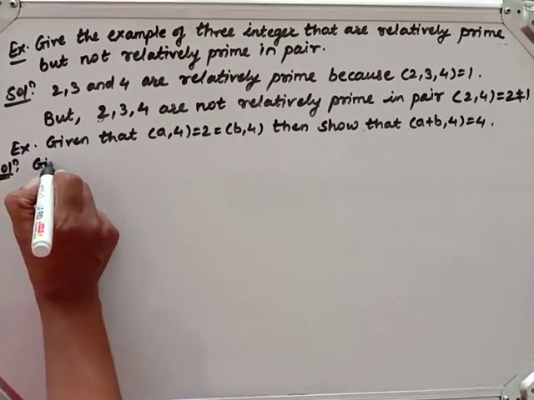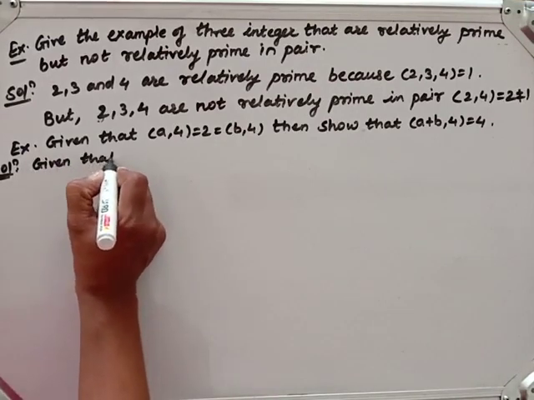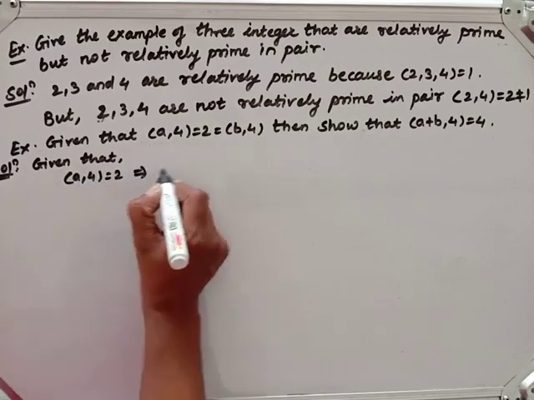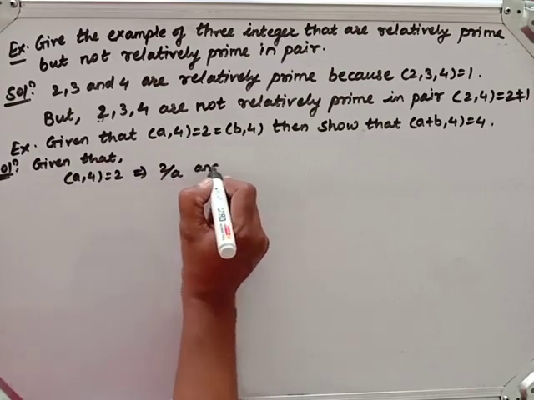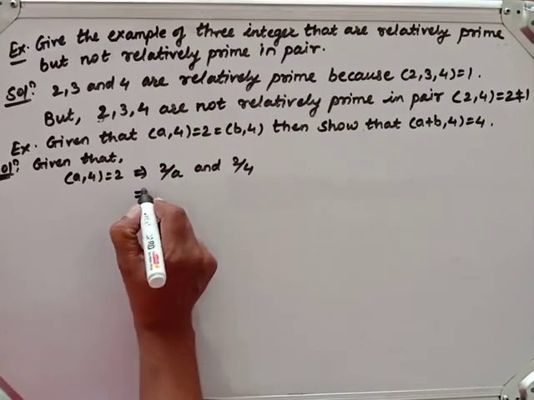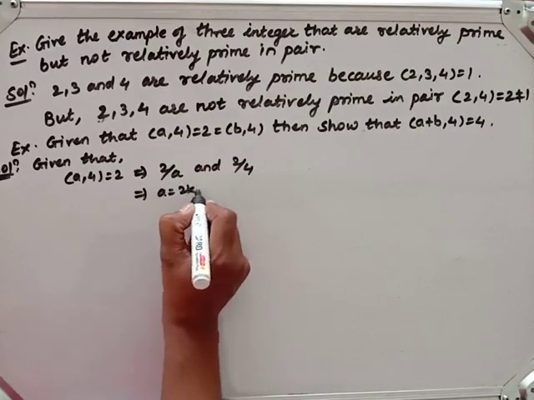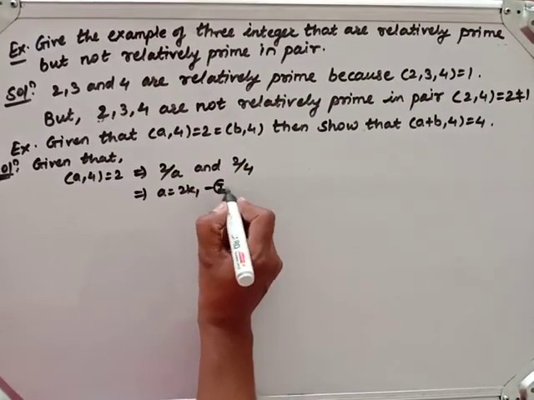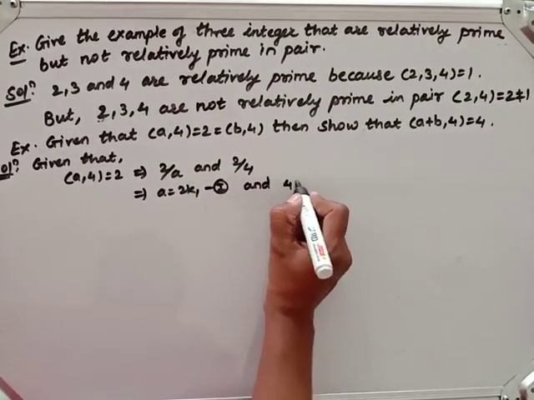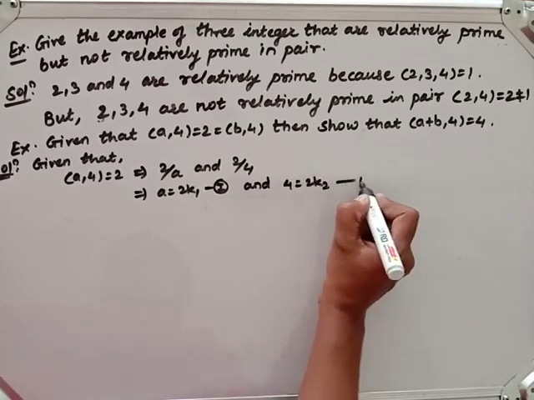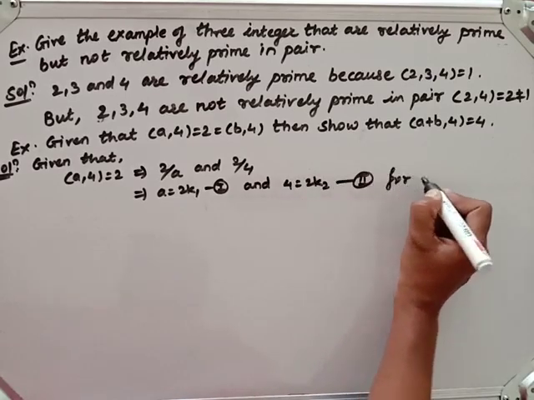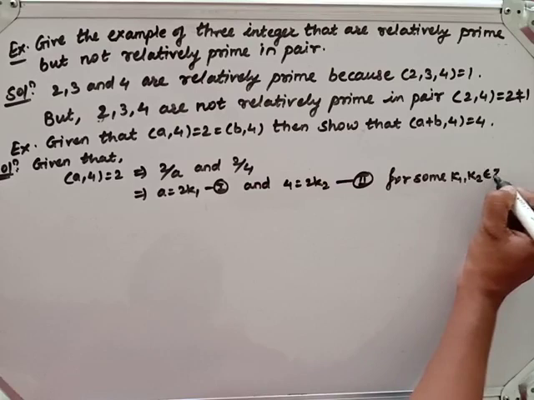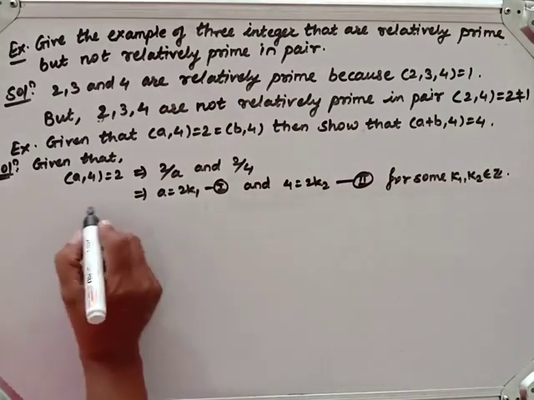Given that GCD of a and 4 is 2. So what does this say? 2 divides a and 2 also divides 4. So a is equal to 2k1, let it be equation number 1, and 4 is equal to 2k2, equation number 2, for some integers k1, k2.